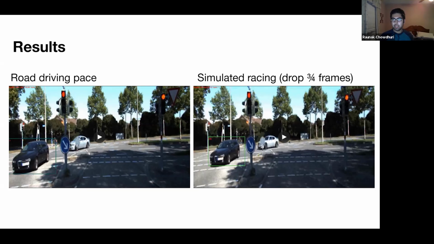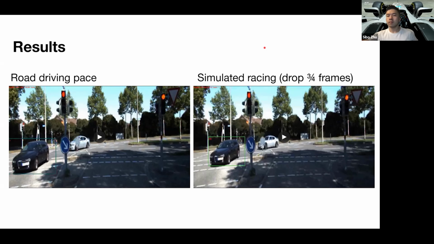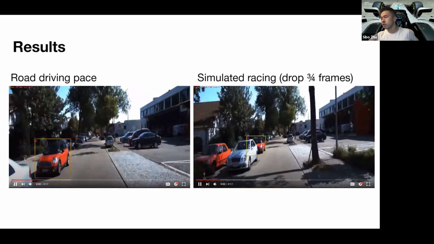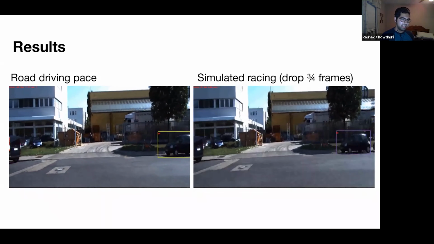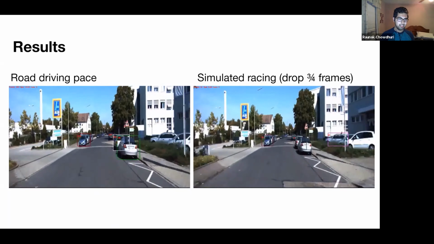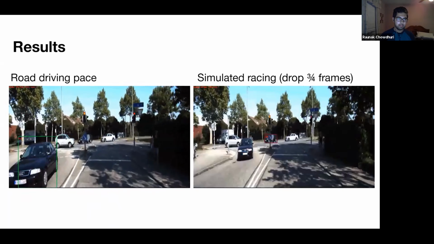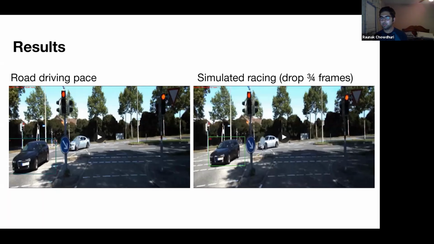So should I play this again, or should I just move on to the conclusion? Play it again. Yeah, if you can play, that would be great. Okay, I'm going to play it one more time. I understand it's kind of fast, but it helps to look on the left side to get a better picture. But you can actually see that some cars disappear from the frame and then reappear and it still shows up.